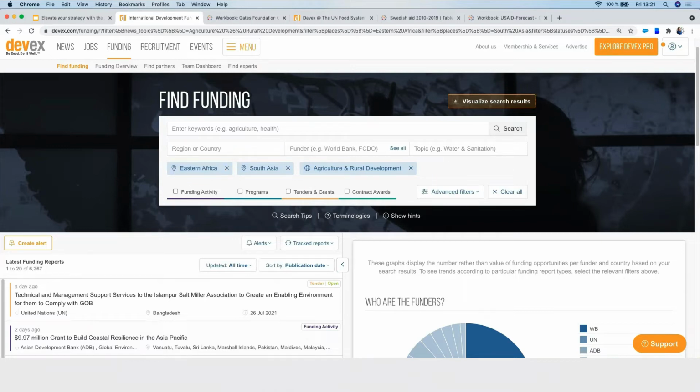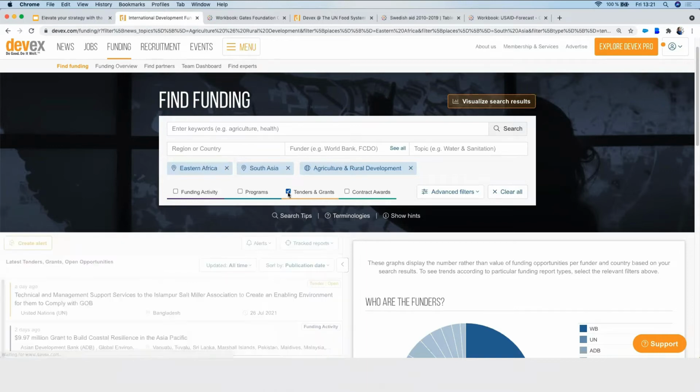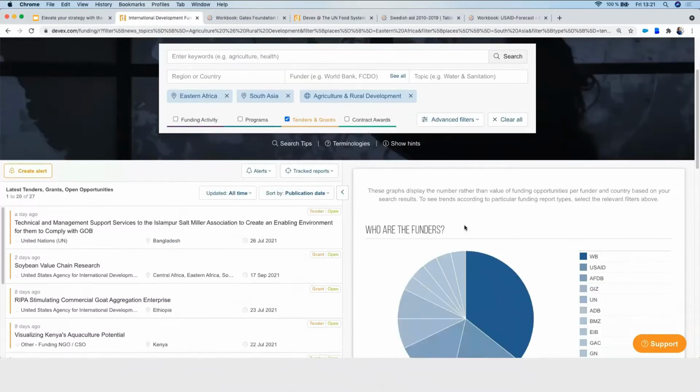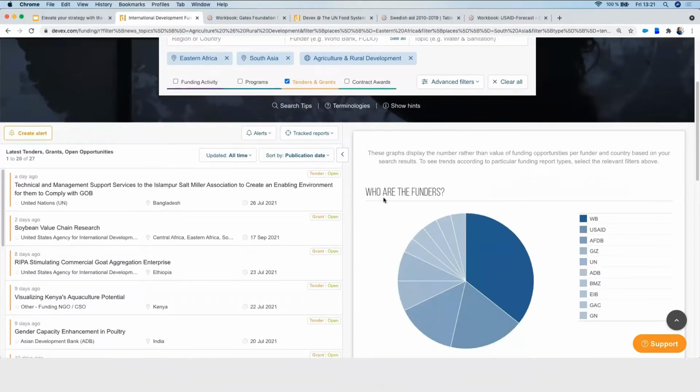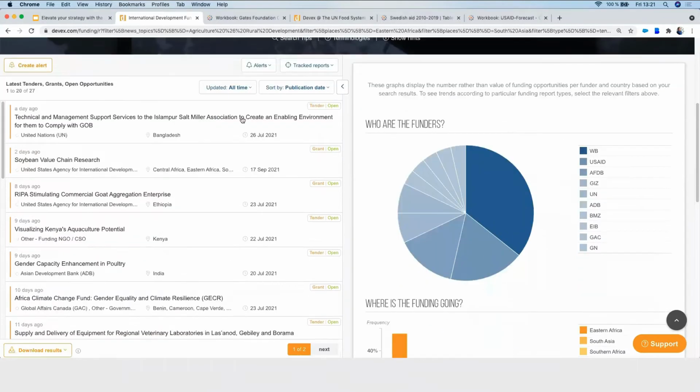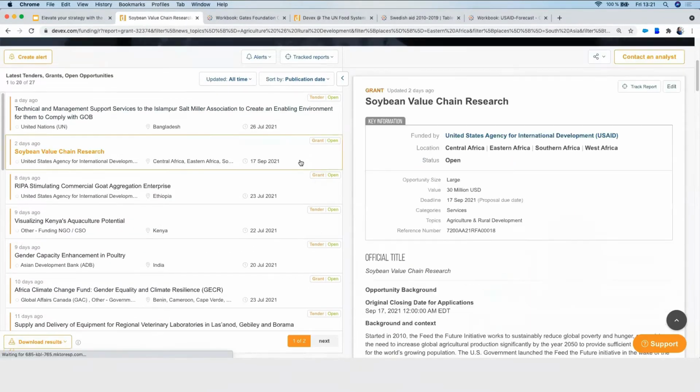It's important to first assess what active opportunities there are, and then perhaps look at what's to come and the early stage information. So we'll start by going onto tenders and grants. These are open tenders, grants, and other open opportunities from all of the donors. We haven't filtered by donor either, just so you get an idea of what kind of opportunities there are.